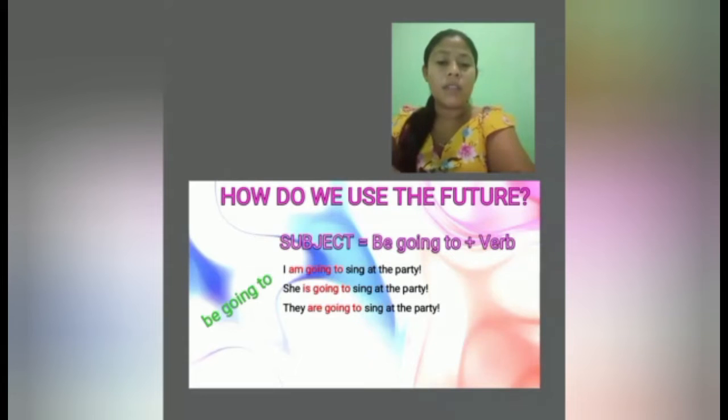In the first sentence, I'm going to sing at the party. I is the subject, am is the verb be, going to plus the verb sing, and at the party is the complement. She's going to sing at the party, they are going to sing at the party, my friends are going to sing at the party.